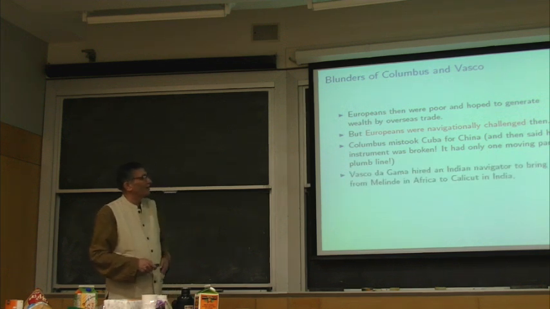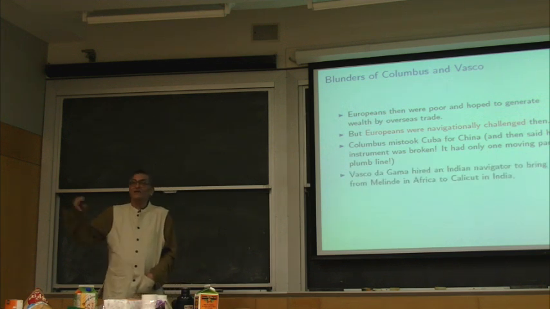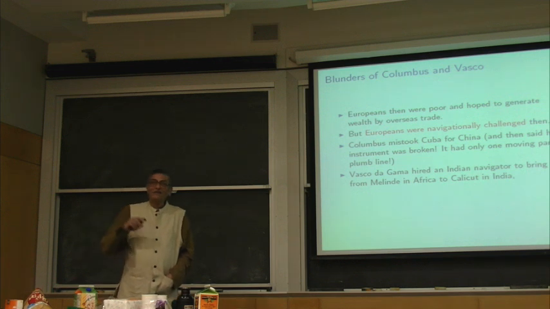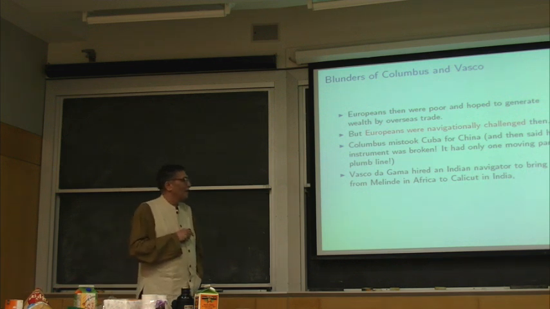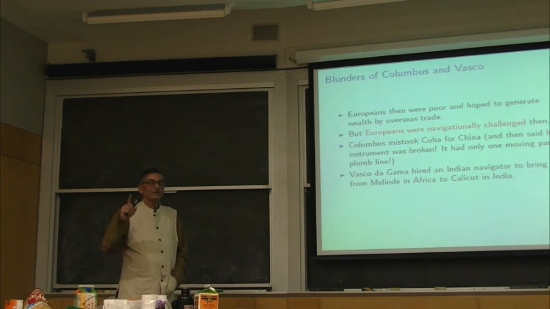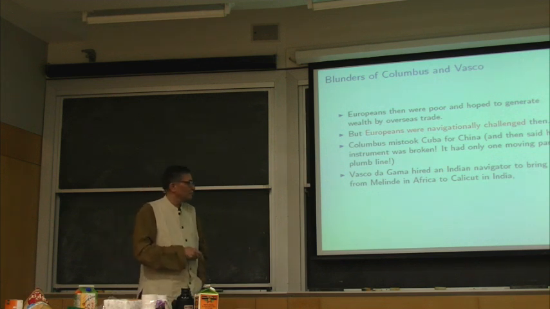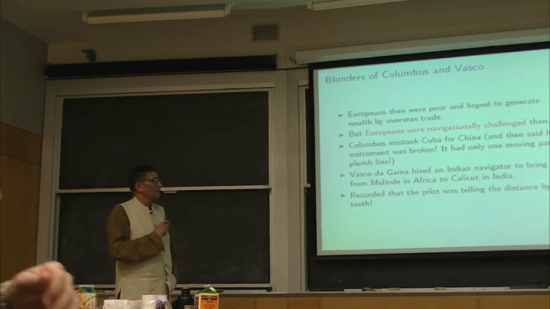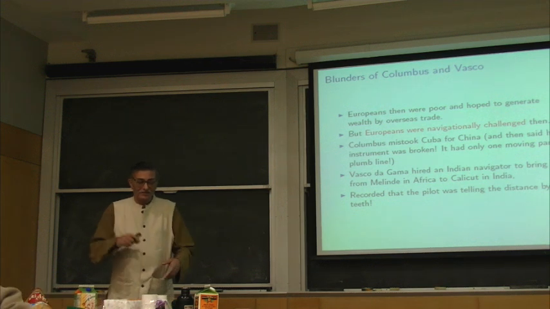And Vasco da Gama, he had an Indian navigator. He couldn't come across, so he had an Indian navigator, Kanak, to bring him from Melinde to Africa, and he observed carefully what was the instrument that this navigator was using. It's called the Kamal or the Rapalagar. They use a peculiar language called Arabic Malayalam. So he said the pilot was telling the distance by his teeth.